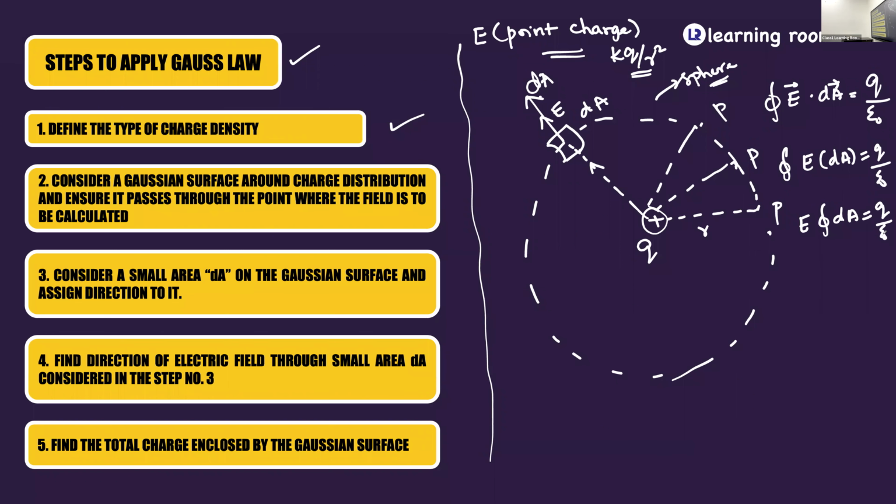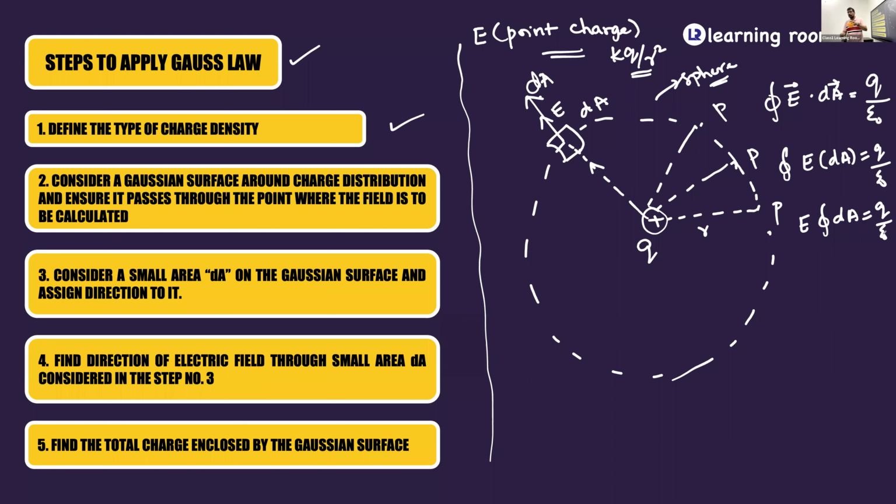See, just to be clear, I've taken a spherical balloon. Inside this, you have the charge q. Due to the charge q, the electric field is in the outward direction. So on this, what we did is we took a small patch, which we called dA.